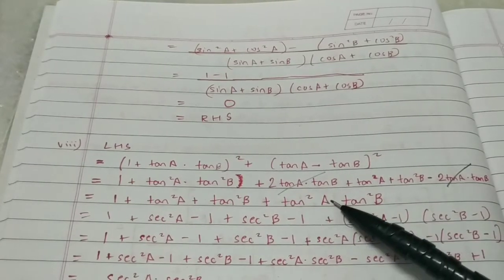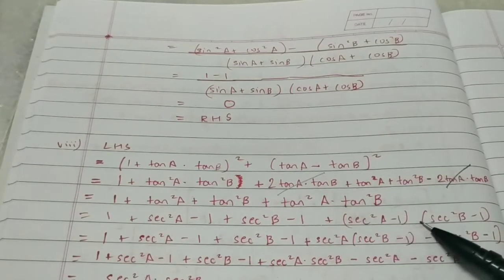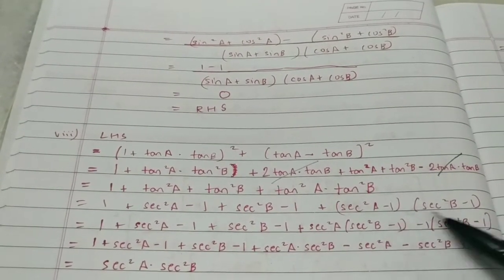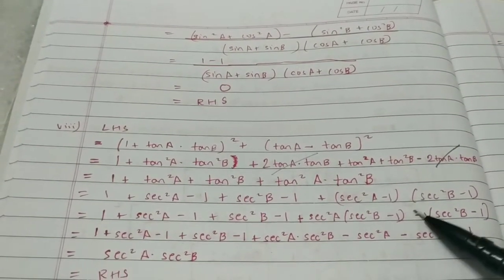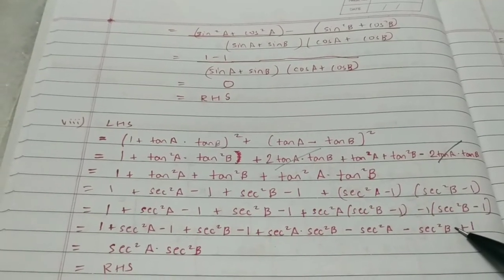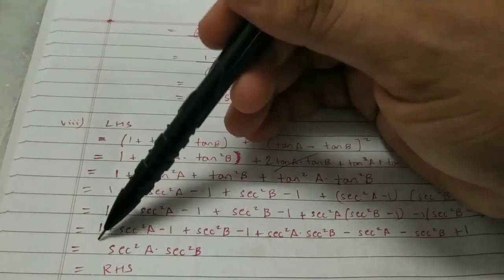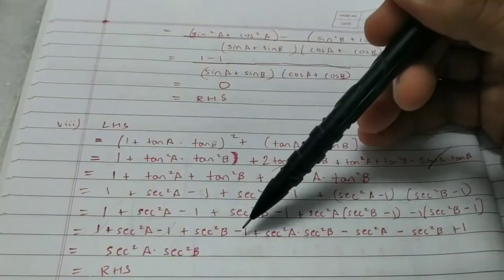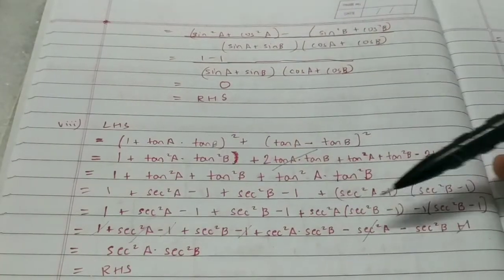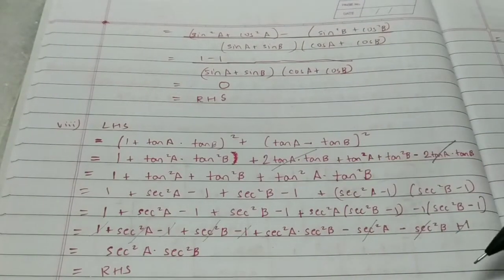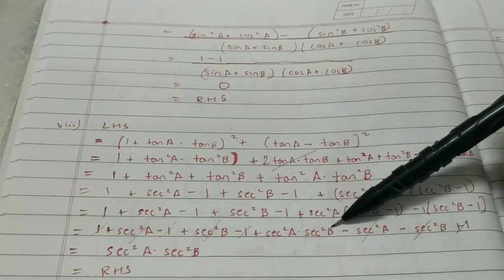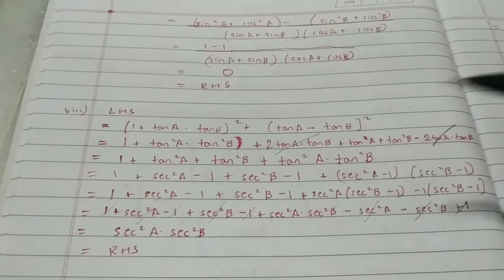By the way, there's a dot here, multiplication. So even here there's a multiplication. Now open these brackets, distributive multiplication. Be careful about the sign. You see minus into minus becomes plus out here. So finally, the 1 minus 1 gets cancelled, minus 1 gets cancelled, sec square A minus sec square A, sec square B and minus sec square B. So the only thing left is sec square A into sec square B, which is the RHS.